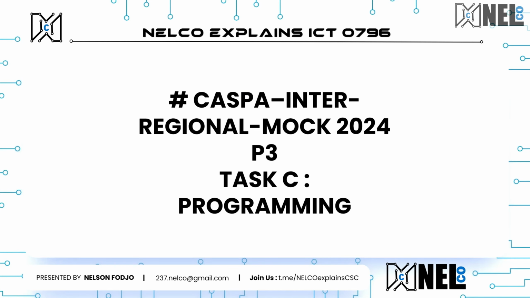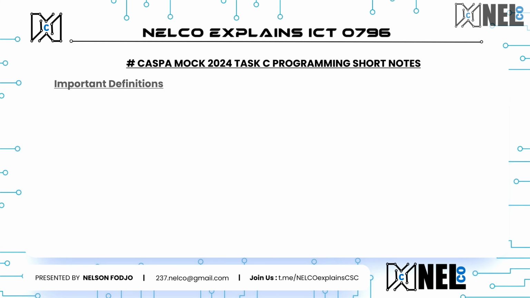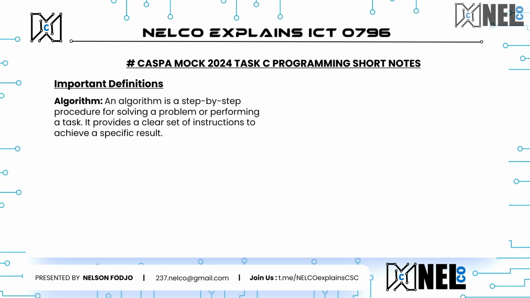We're going to start with important definitions as usual that will help you in navigating the question paper and understanding the basic concepts as far as programming is concerned. So we'll start with important definitions. The first definition is an algorithm, which is a step-by-step procedure for solving a problem or performing a task. It provides a clear set of instructions to achieve a specific result.